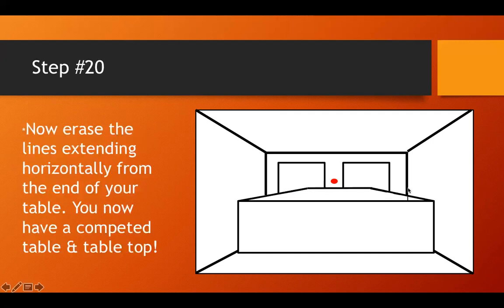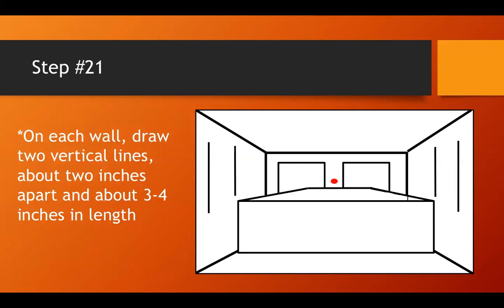Okay, awesome. So now our windows are done, our table's done, and we're just going to add one last thing, which is we're going to add a photo frame on each wall. So with your ruler, you're going to draw 2 vertical lines on each wall. Okay, and they need to be a couple inches apart and they need to be about 3 or 4 inches long. All right.